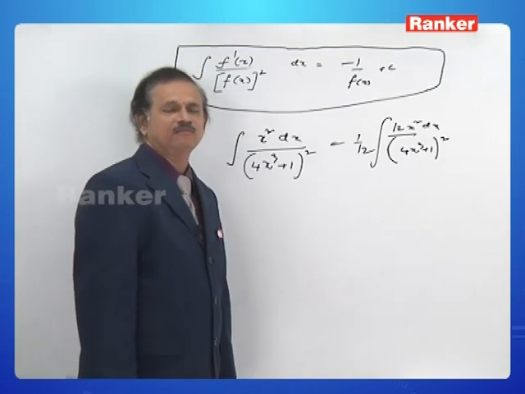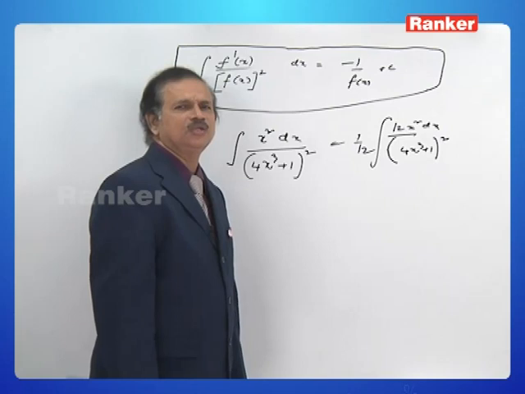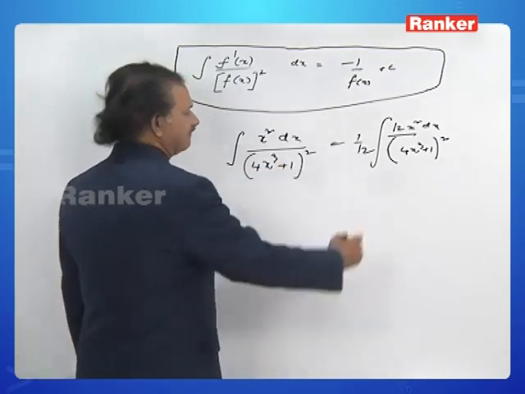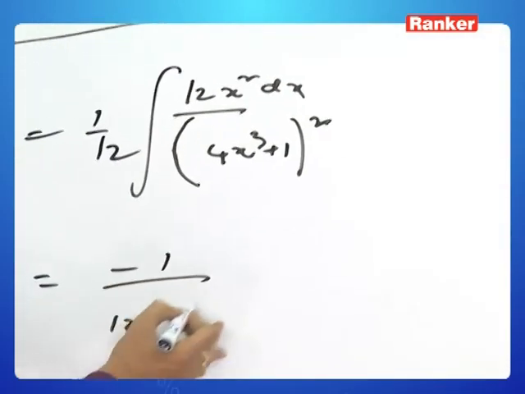Just to understand immediately, only I could have put this step. Actually speaking, you need not put this step. You can have the answer directly. Come on, f dash x by f of x whole square. It is minus 1 by f of x.